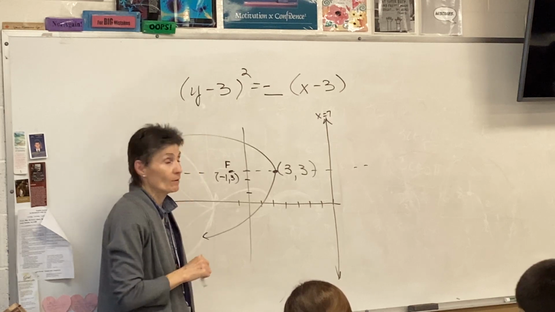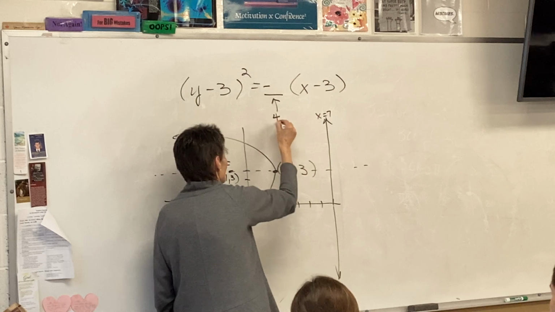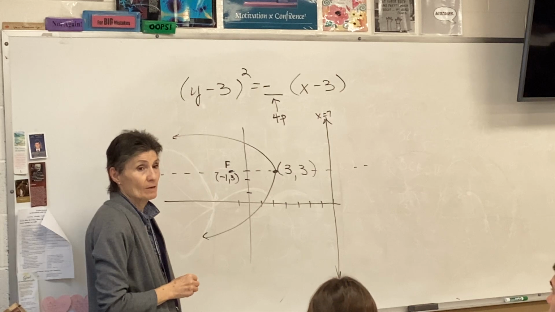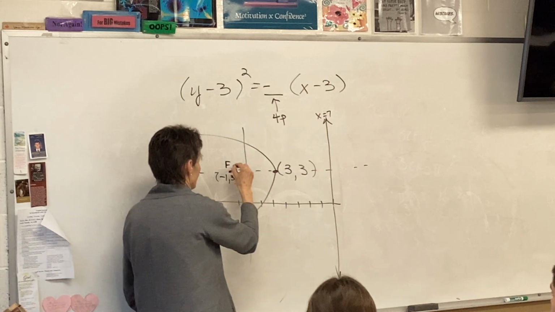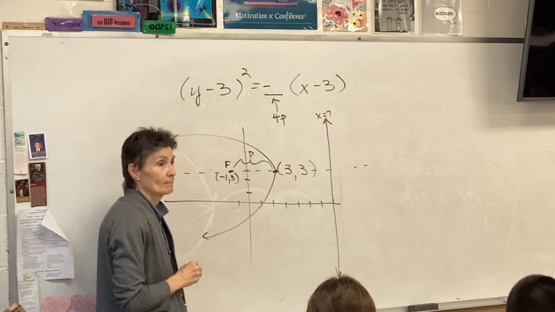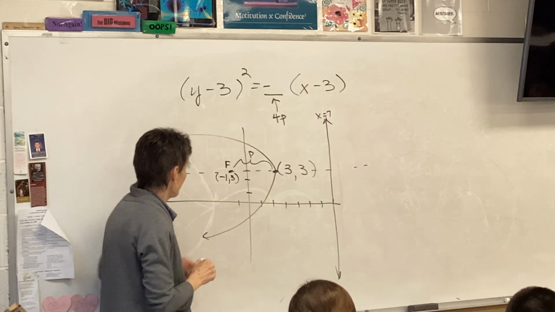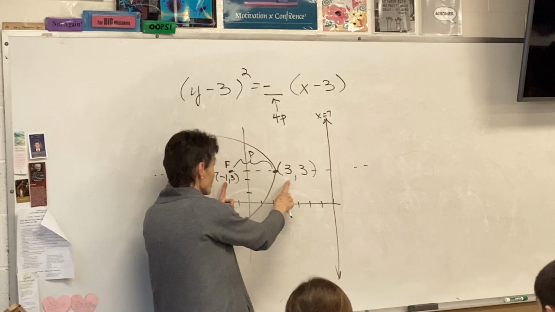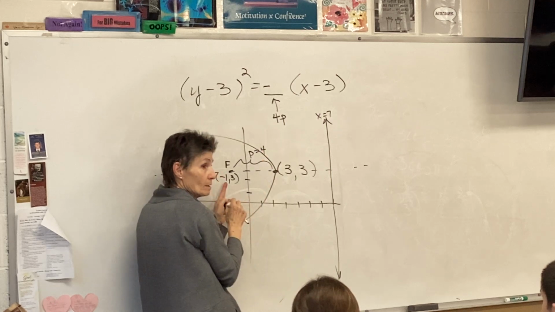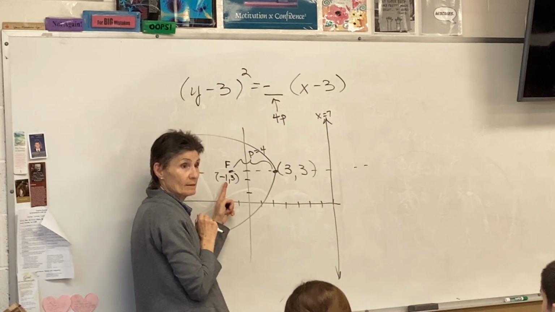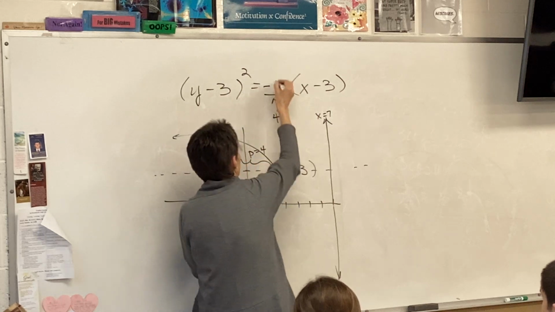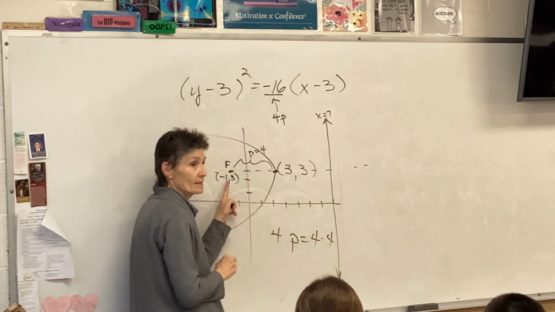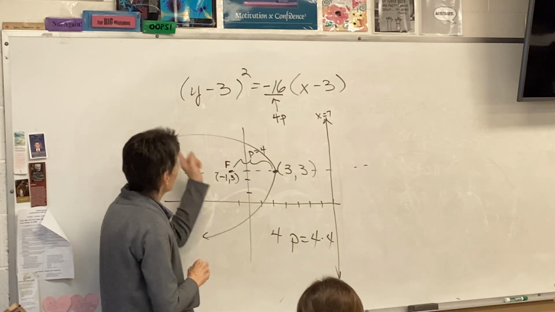Now the only thing left to figure out is that number, which is 4p. Okay? This is p. Right? So what is p? -1 to 3 is how far? 4. So if p is 4, then 4p is what? 16. Kids, write it down. P is 4, then 4p is 16. And there's your equation.